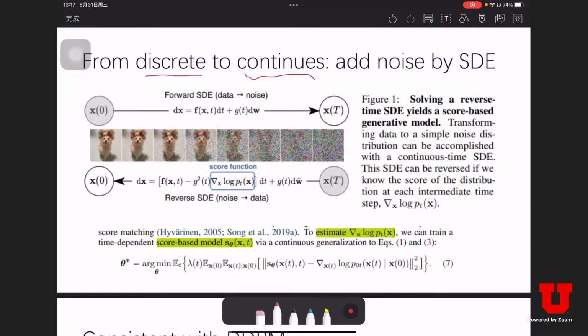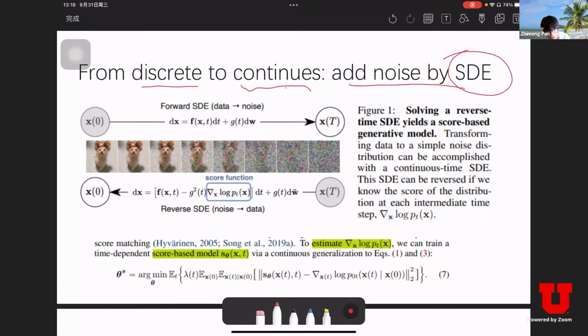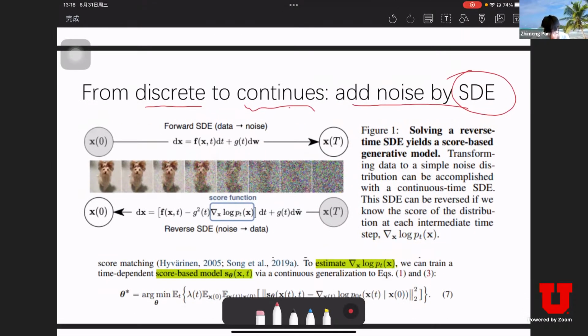So the model we use to add in the noise in a continuous setting is the SDE, the stochastic differential equation. What do you mean by discrete and continuous here? With respect to time. Yeah, with respect to time.